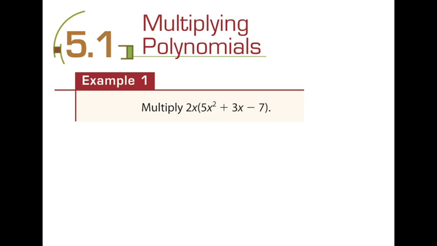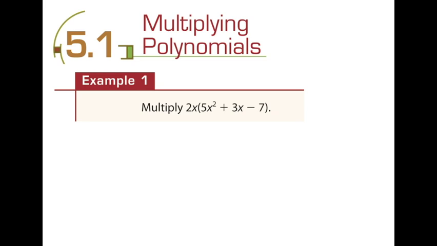Now remember, the term polynomial is just monomials, which is something like 2x, but they are put together by pluses and minuses. So this is a trinomial. We have a 5x squared, a plus a 3x, a minus a 7. We have three terms that are added or subtracted. That is a polynomial with three terms. And so we're going to be multiplying polynomials.